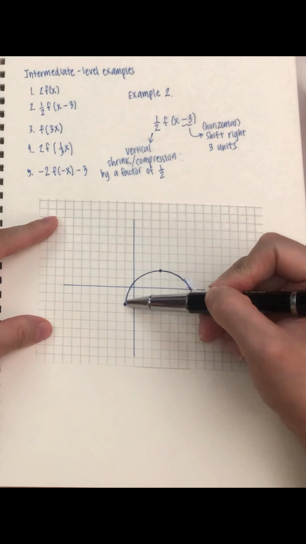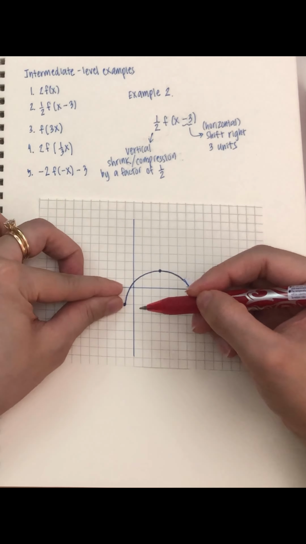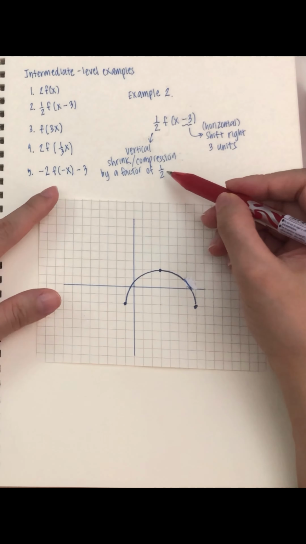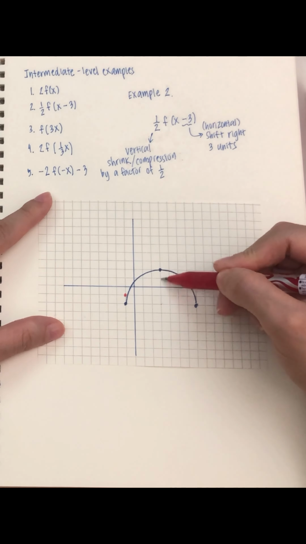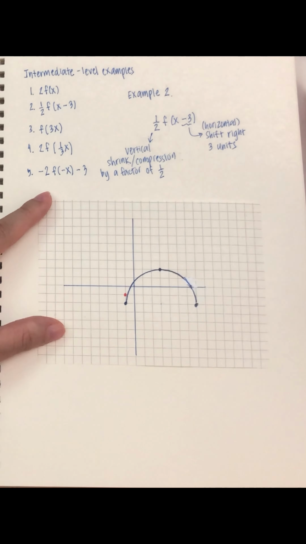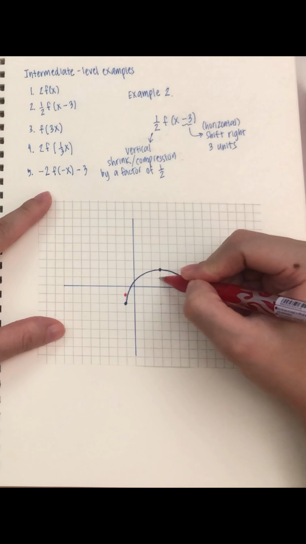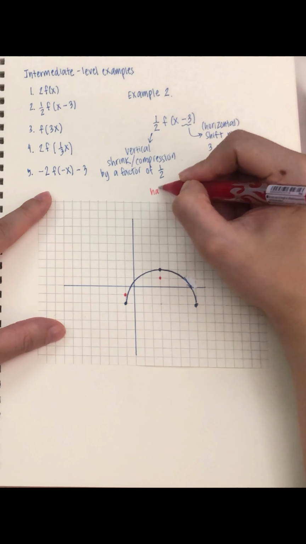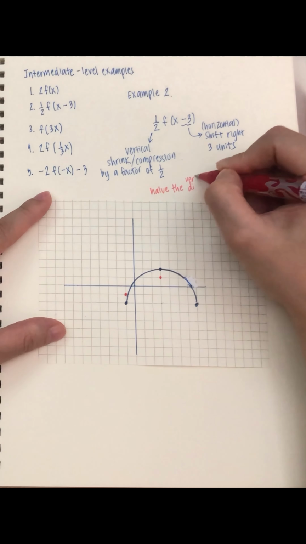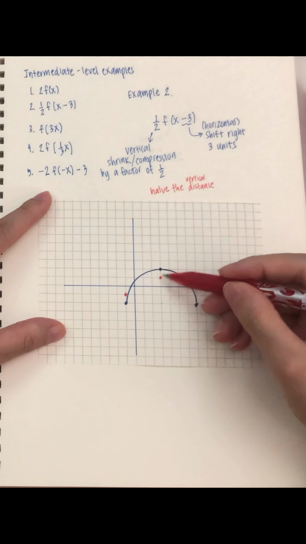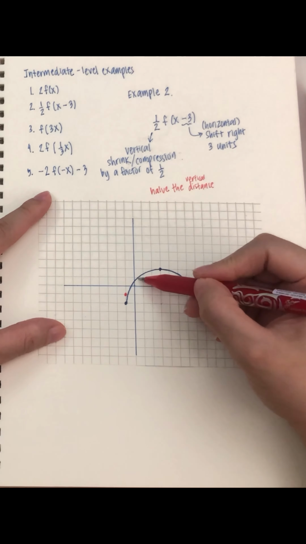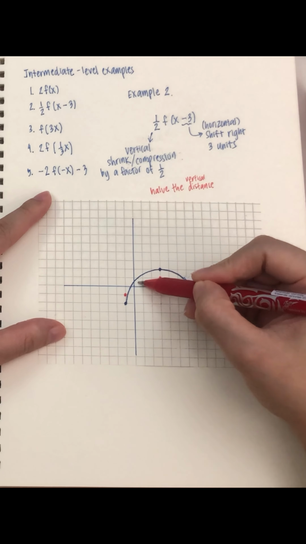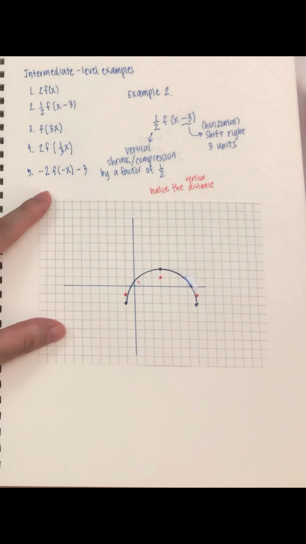This point had a distance of 2 units from the x-axis. You want to halve that distance. So it now just has a distance of 1. This also is 2 units above the x-axis. Halve the vertical distance. So 2 becomes 1. 2 also becomes 1. This used to have a distance of 1, so it'll be a distance of 1/2. And same here. Okay, and I think we have enough points.